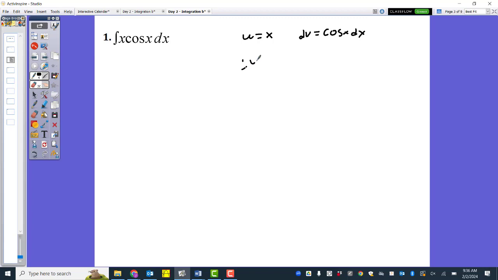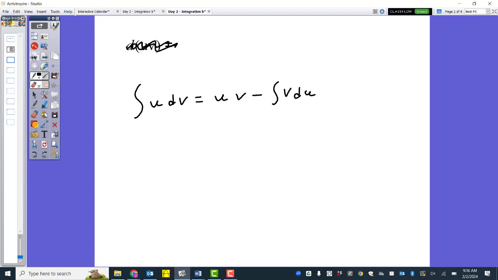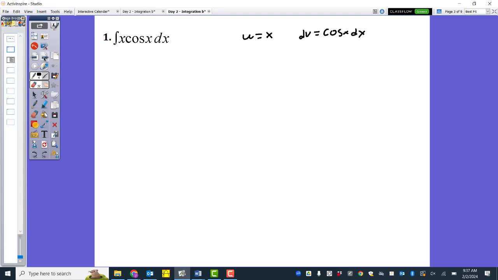Now, if we look at the formula, before I write this down, let's go back and look. For our formula, we needed u, v, and du. Well, to get du from u, we're going to take the derivative of u, which is just going to be 1 dx. To get v, we're going to do the opposite. We're going to take the integral of dv. Now, these should be integrals that you're doing in your head at this point. So the integral of cosine is sine of x dx.